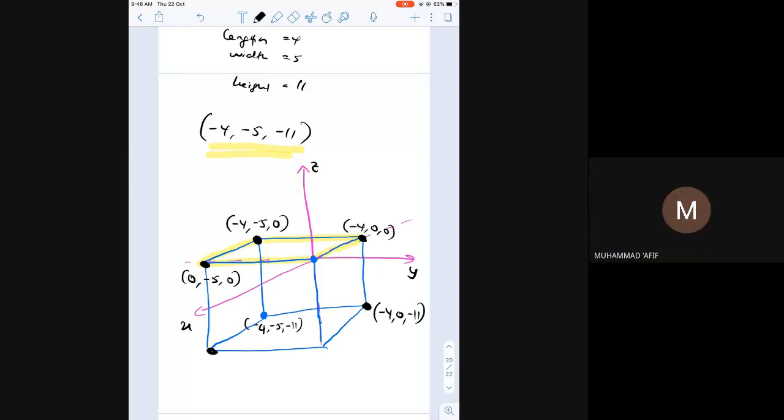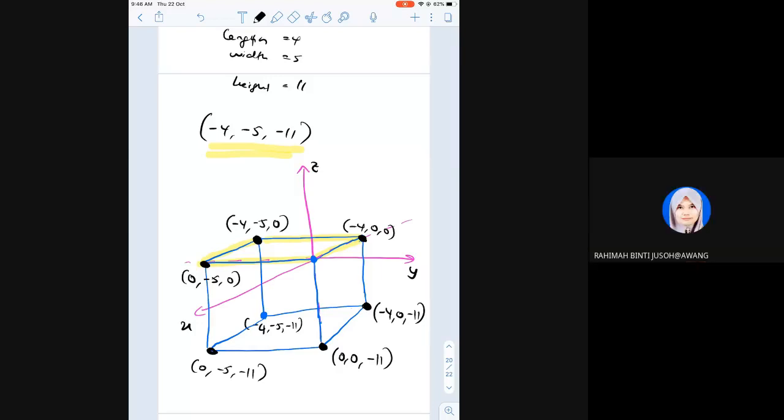Awak faham tak ni? Ni adalah 0, negative 5, negative 5, negative 11. Well done. How about this? Sudah. 11, negative 4. 0. Negative 4 dia dekat mana? 0, lepas tu negative 5. Dia dekat kiri ke tu? 0, negative 0, negative 11.